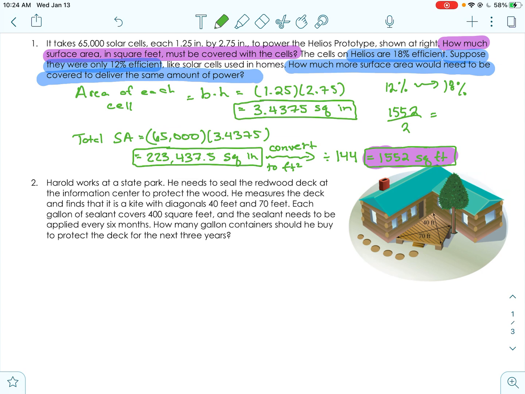And if we divide that by 2, we get approximately 776 more square feet. Again, the reason we divided by 2 is because we're being told that these solar cells are only 12% efficient. We need them to create the same amount of energy as an 18% efficient solar cell. So that is a 50% increase. Therefore, we need to increase our square footage by 50%.